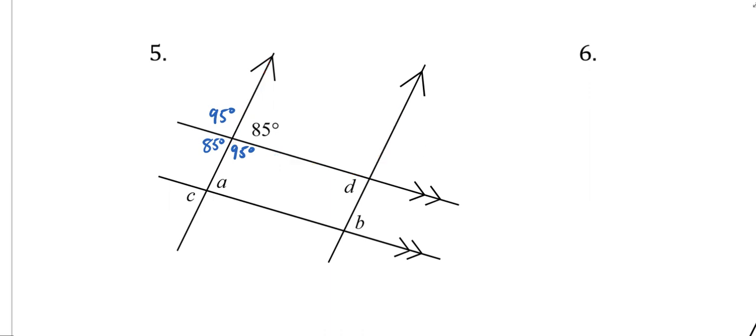Can anybody see another way we could do the D? Savannah? Yeah, I could also do a Z. It tells me that they're equal. So D equals 85. Okay, anybody get a different one?